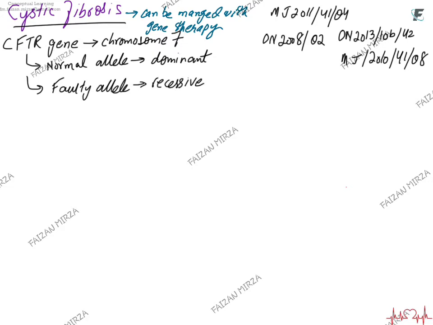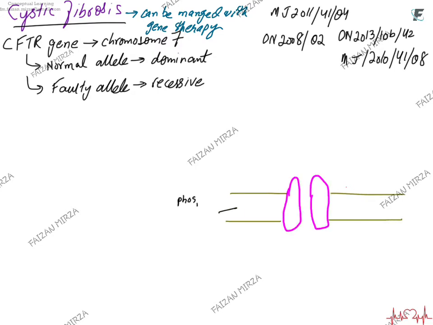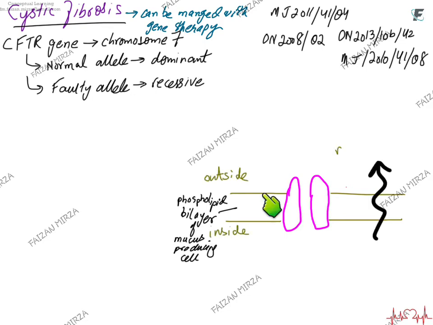What is the CFTR gene doing? The CFTR gene codes for a protein, a transmembrane protein or membrane protein that can incorporate itself in the phospholipid bilayer of mucus producing cells. So let's suppose this is a mucus producing cell and it produces mucus. The mucus produced here is outside the cell, and this is inside the cell. So mucus production is going on in this cell.